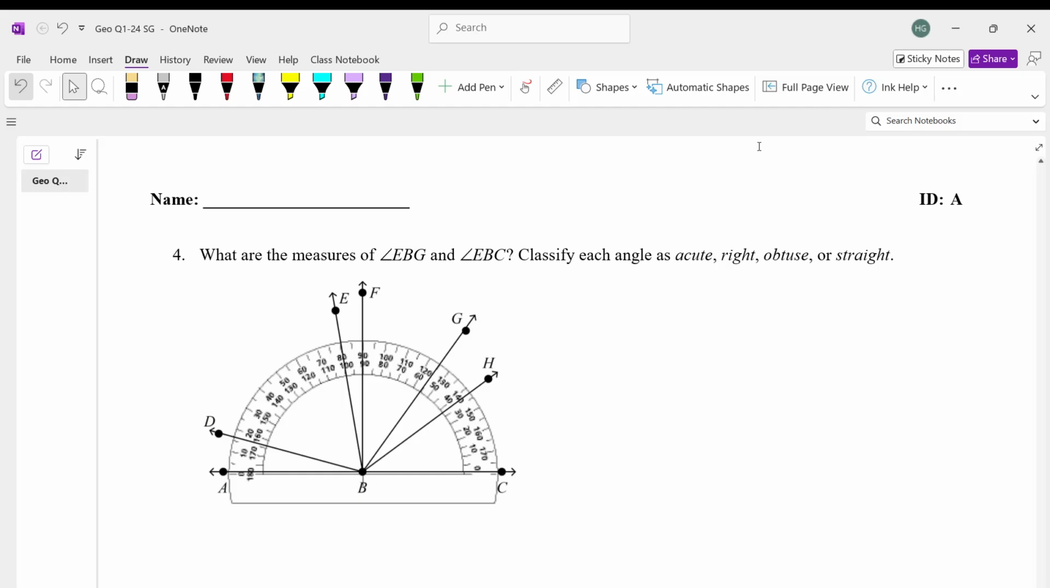All right, problem number 4. Asking for the measures of EBG and angle EBC. Classify each as acute, right, obtuse, or straight. So let's find them first. What is the measure of EBG? So we're going from E up here down to B. B is our vertex. E, B, and then up to G right here. So in red, I'm looking at this angle.